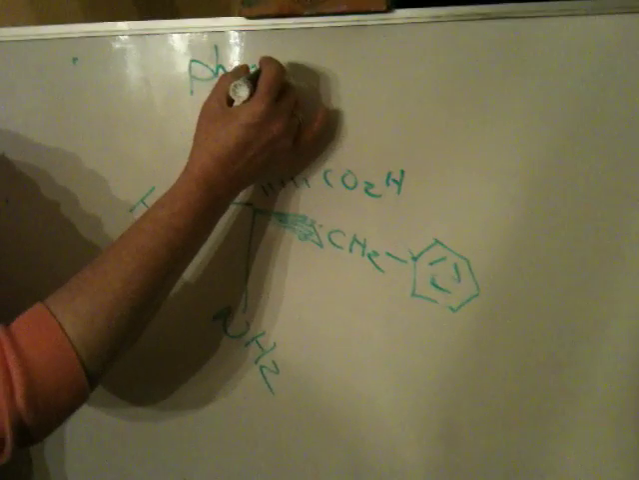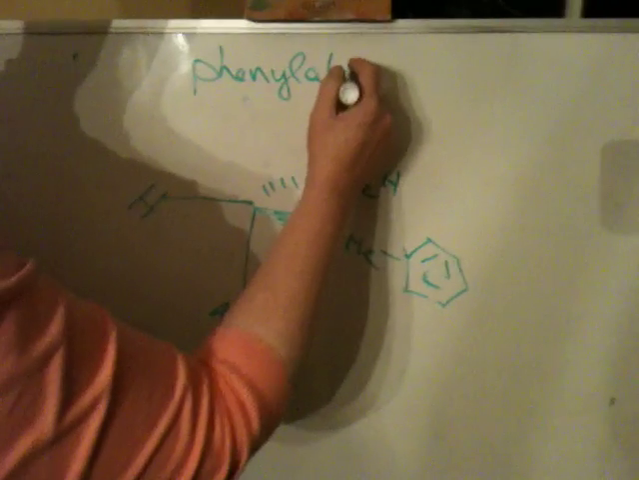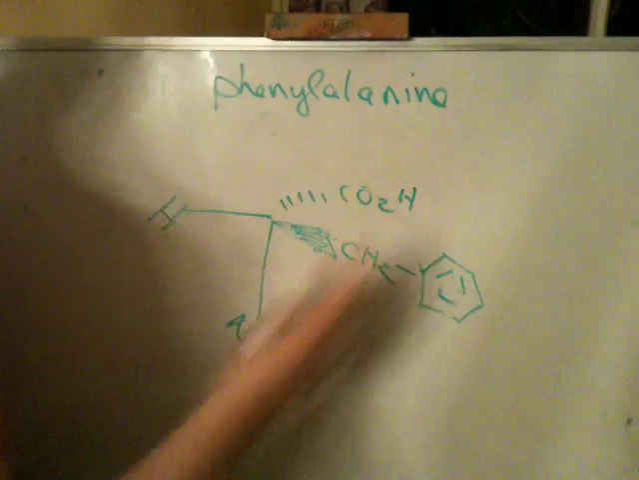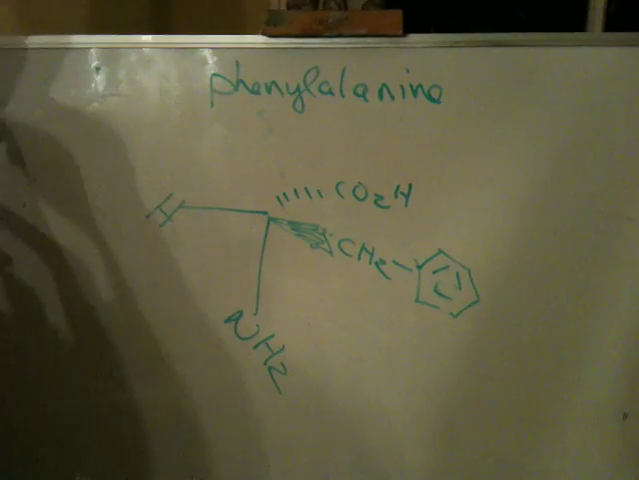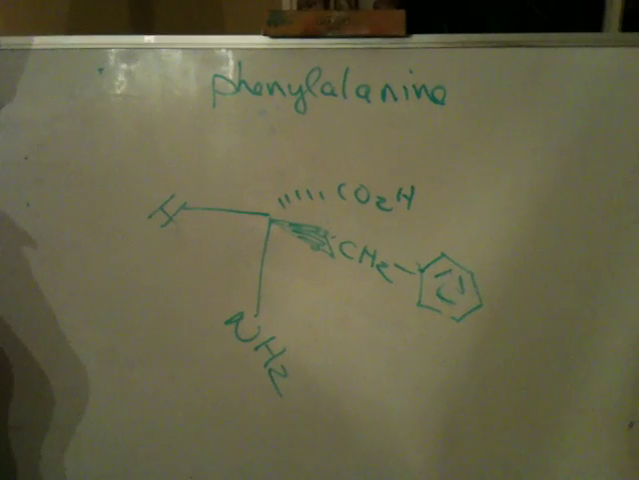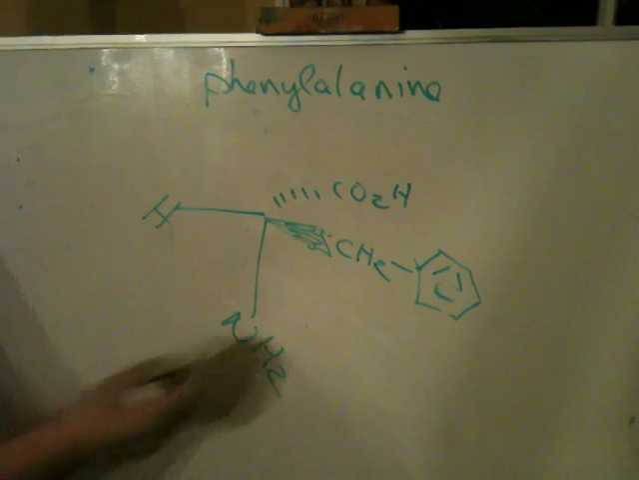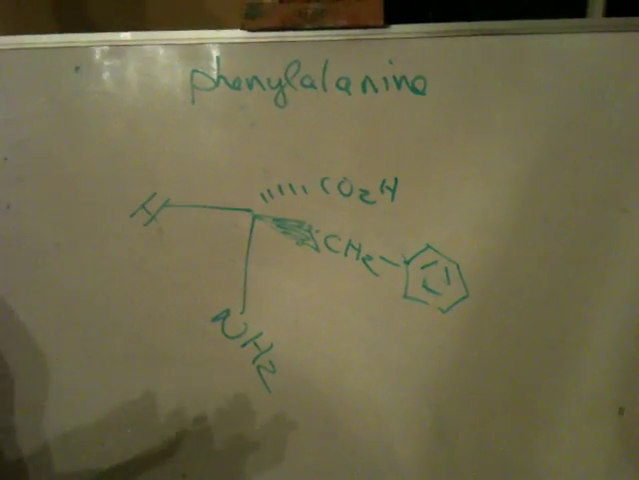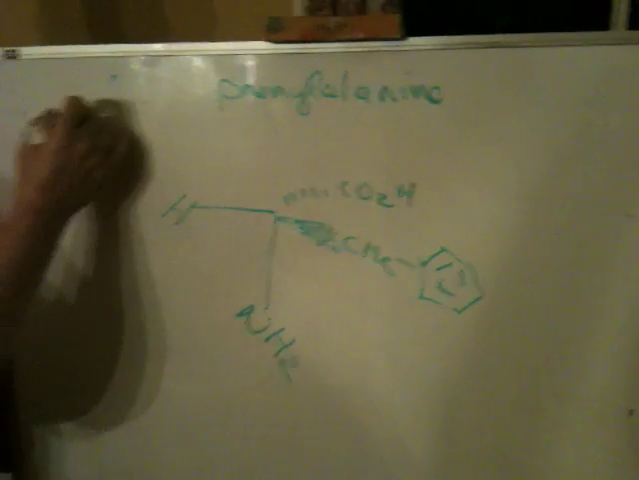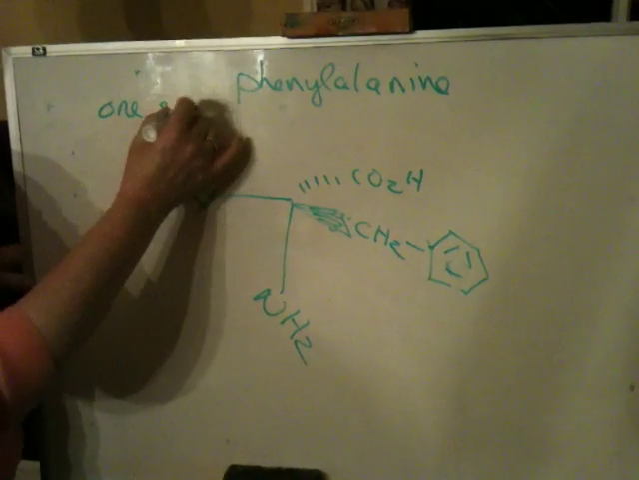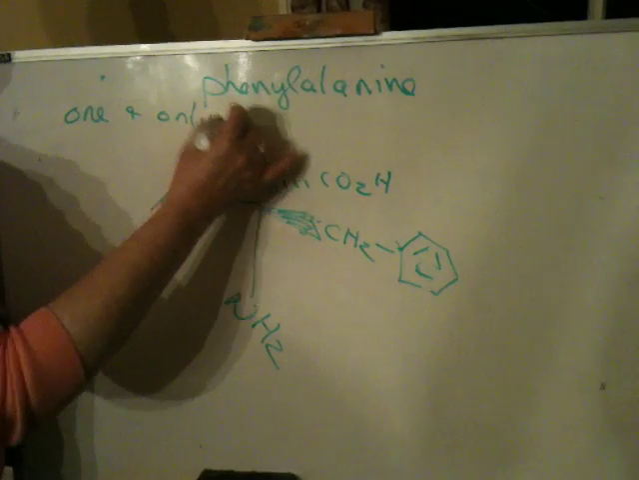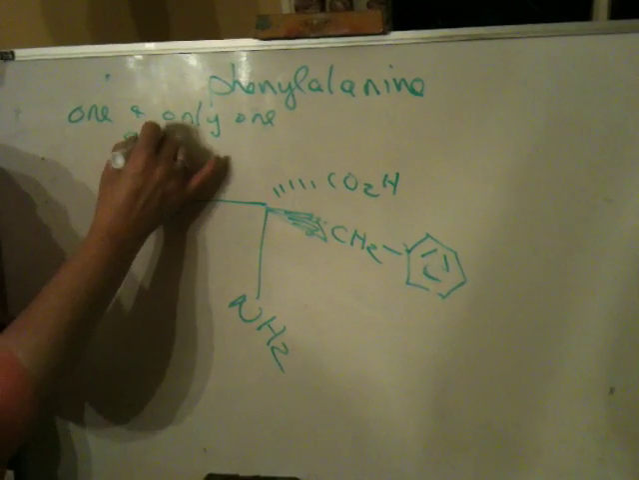This is one of the amino acids that you find in aspartame, which is in an artificial sweetener. We were talking about that on Friday. So this is an amino acid, and it's chiral. How do we know it's chiral? It has one and only one asymmetric carbon.